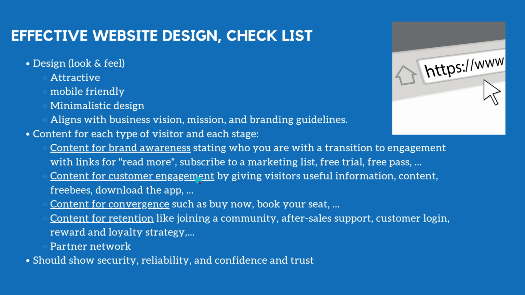And then content for customer engagement by giving the visitors useful information. It can be content, free stuff, as we mentioned here, so that you always transition from brand awareness to engagement. Conversion, of course, is by giving people offers, or it depends. Sometimes you have a website for automotive and you don't want to sell cars online like Tesla, so your conversion can happen by making people book a test drive for your company.